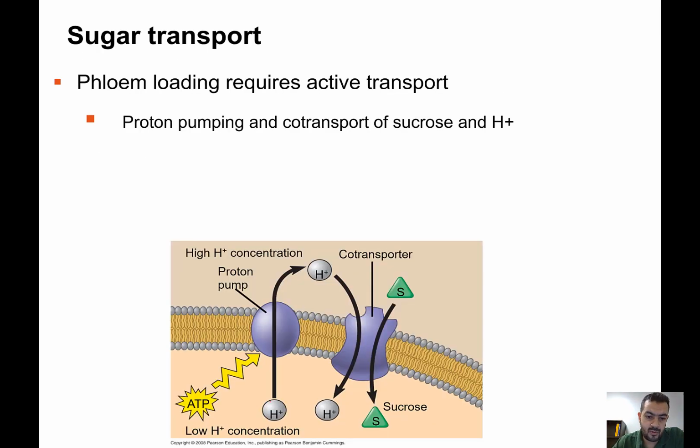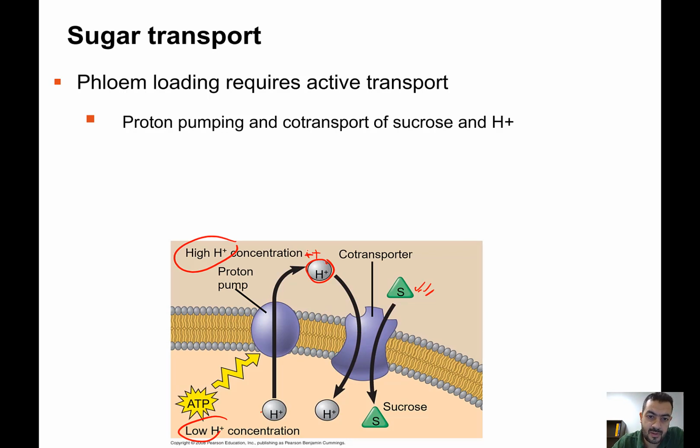So if you remember from the previous slide, the plants have pumped protons from inside to outside that generated an electrochemical gradient or proton gradient. Now this proton gradient will be used as a source of energy to pump other molecules, which is sucrose, because now the protons collected here can move back to inside the cell, and now from high concentration to low concentration, this doesn't need energy.